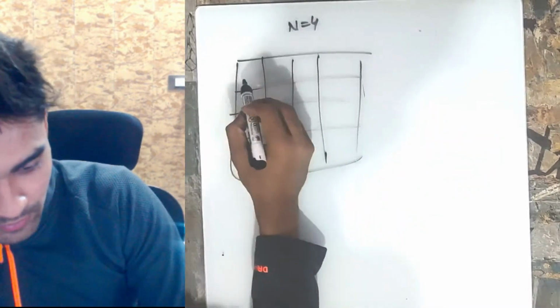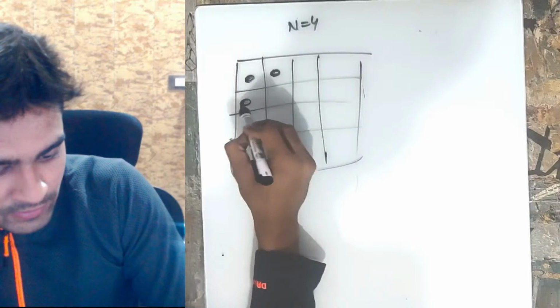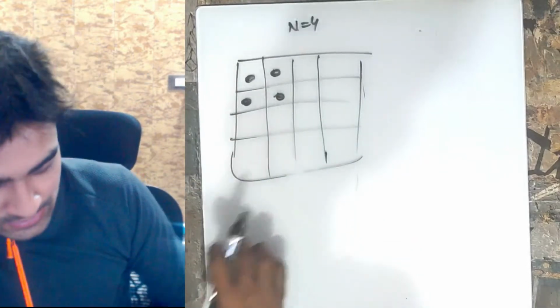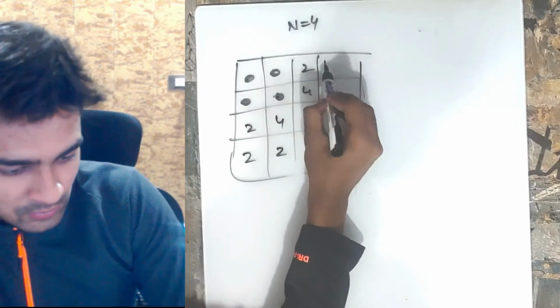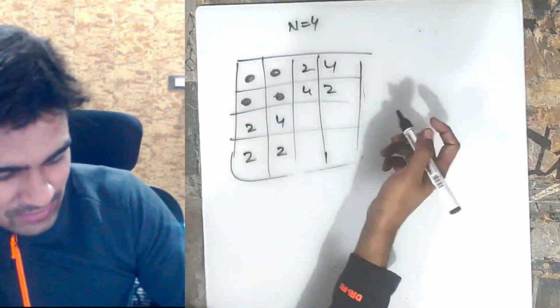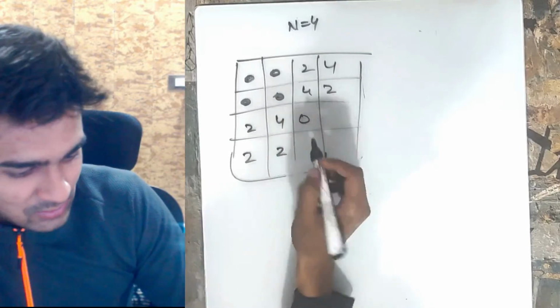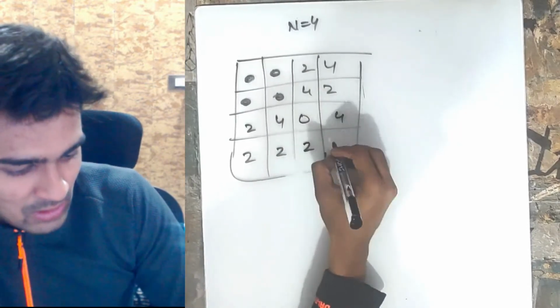So we have a friend here, a friend here, a friend here, and a friend here. Let's say the cost of this is 2, 4, 2, 4, 4, 2, 2, 4. And let's say we have some snow here as well. So this is 0, this is 4, this is 2, this is 6.